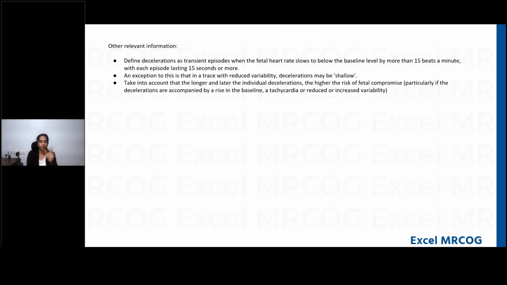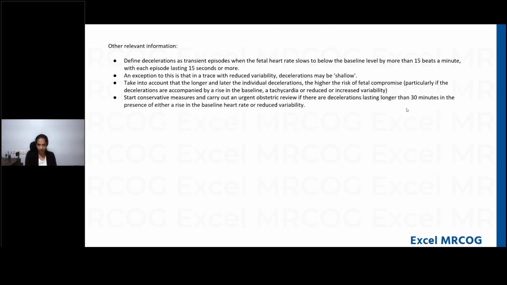Maybe the baseline rate is at 160 or more, or say 165 is the baseline rate. Okay, and you just look at the deceleration. Variability is fine. There are decelerations, but they are also looking fine. But when there are decelerations along with a baseline tachycardia, you cannot ignore it. So when there are two such factors, you should take into account, you should consider that the baby may have some degree of fetal compromise.